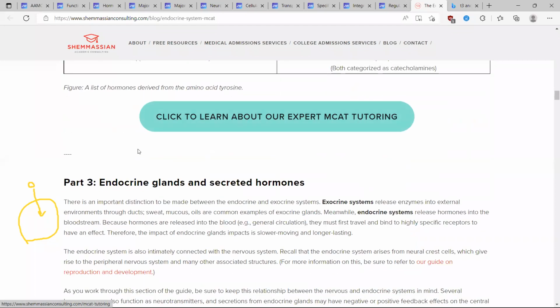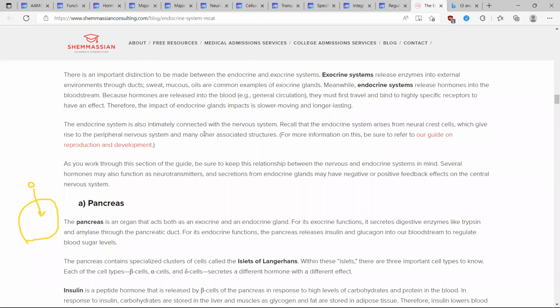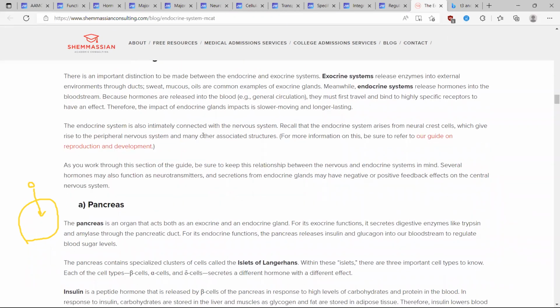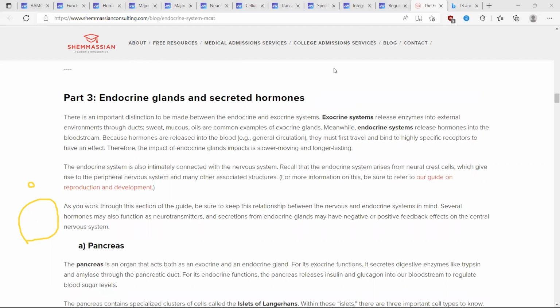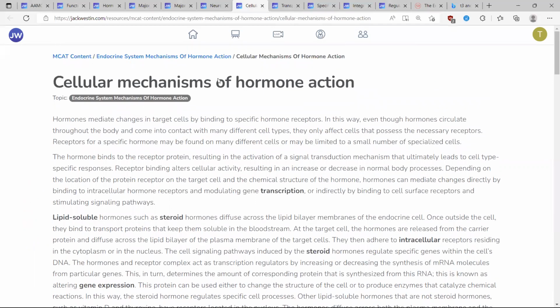Okay, so now let's talk about their function. Now we're getting into the strong details. So before we dive into the actual functions and what all these hormones do, let's see the picture again. Where's the picture?